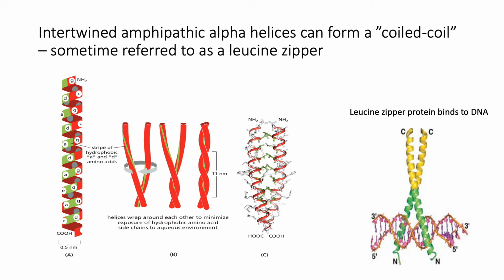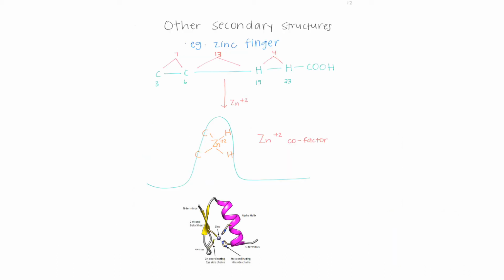Now there are other secondary structures, and I'll just mention just one more, just to give you an idea. So this is another structure called a zinc finger.